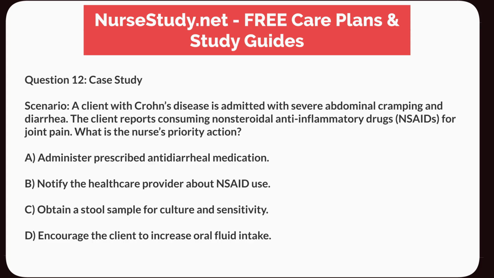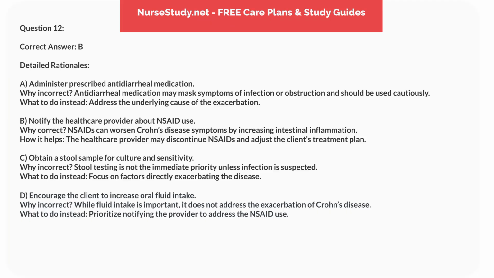What is the nurse's priority action? A. Administer prescribed antidiarrheal medication. B. Notify the healthcare provider about NSAID use. C. Obtain a stool sample for culture and sensitivity. D. Encourage the client to increase oral fluid intake. Correct answer: B. Detailed rationales.